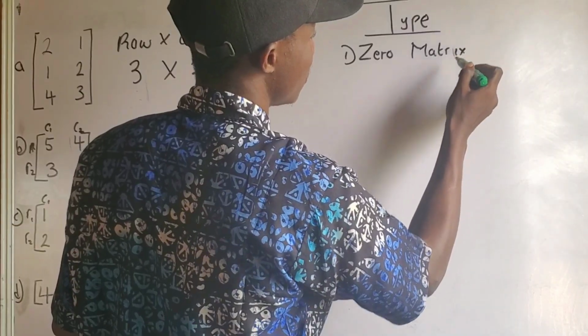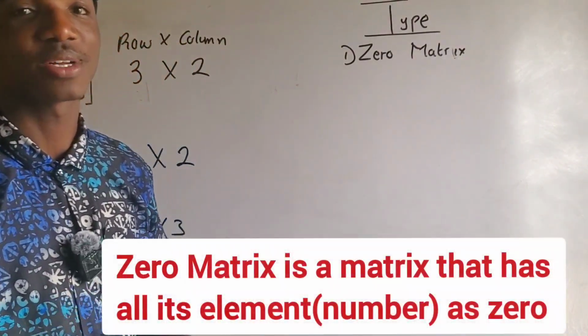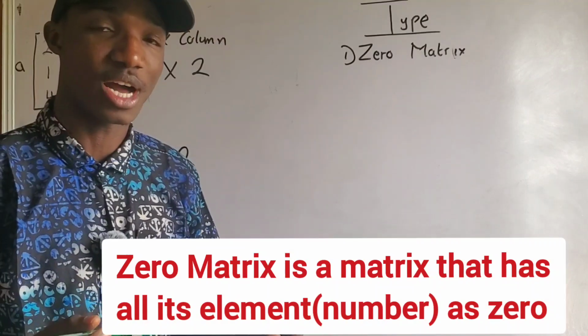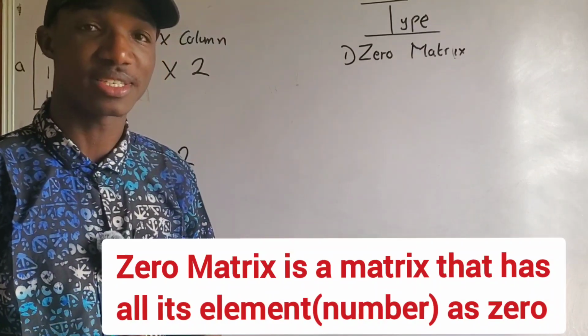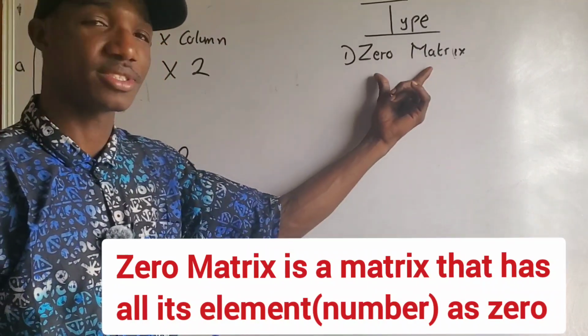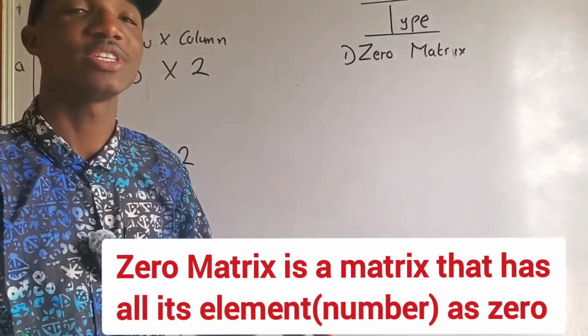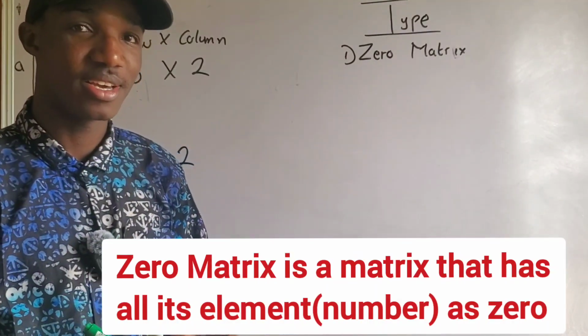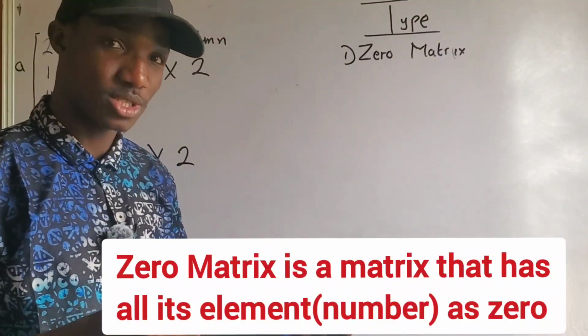Zero matrix. Now listen. Zero matrix is a kind of matrix which has all the elements in the matrix as 0. Are you getting it? I'm going to take that again. Zero matrix is a kind of matrix that has all the numbers present inside the matrix as 0. Are you getting it? Okay, so if you didn't get it, just pay attention.